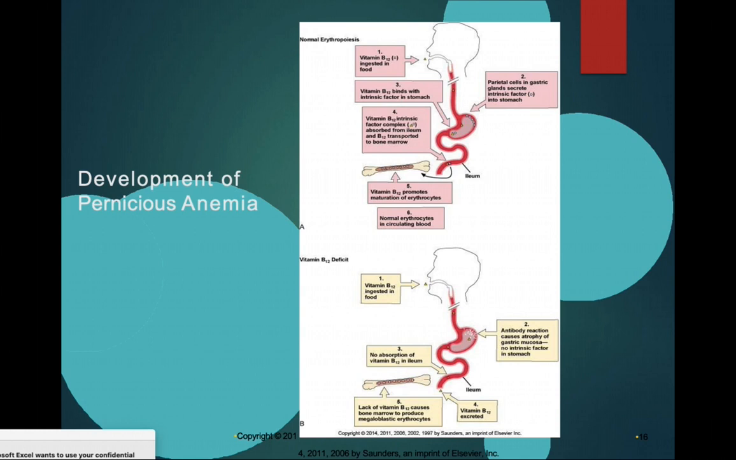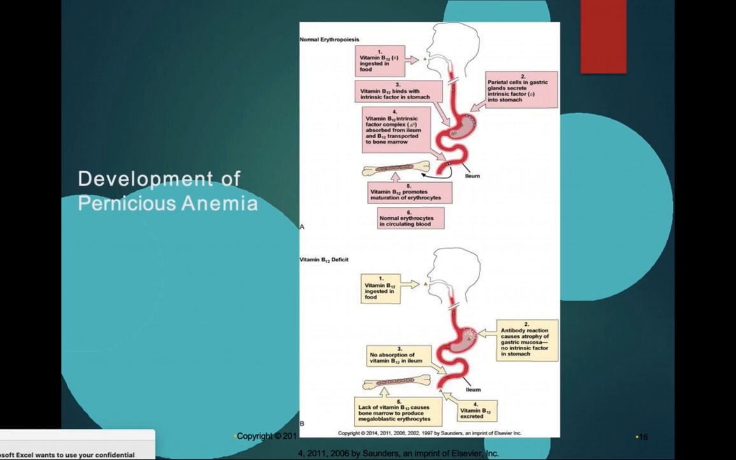So the person is consuming B12 in their diet. Here, this person has an antibody reaction that causes atrophy of the gastric mucosa. So there's something that's creating the breakdown of the lining of the stomach where those parietal cells are, which means no intrinsic factor, which means no absorption of B12 in the ileum, which means that any of the vitamin B12 is now going to be excreted.